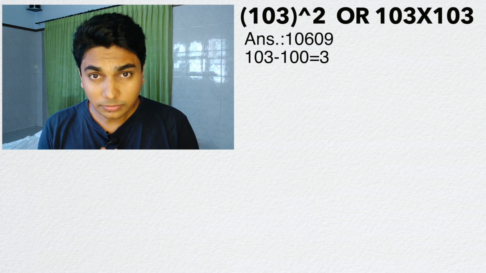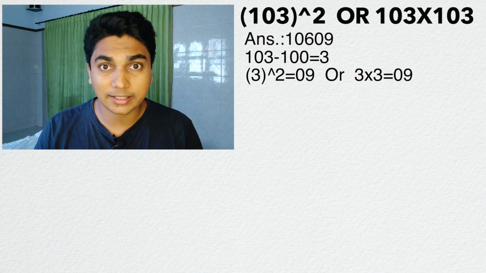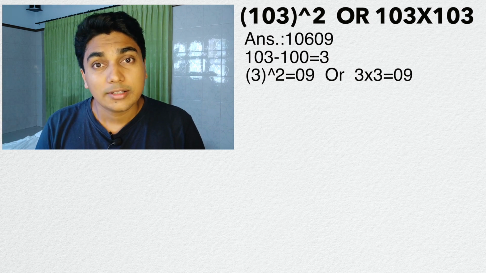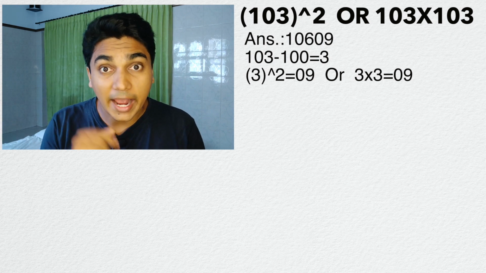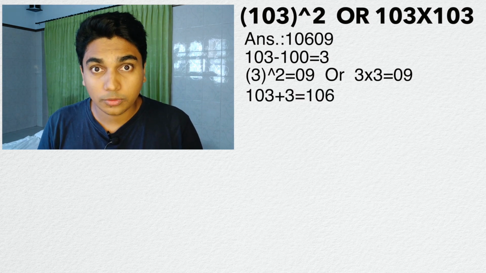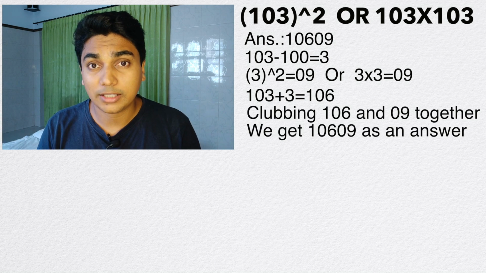Now square that 3. You get 9. That is your unit digit. That is the last digit of your answer. Let's keep it aside. Now take 103 and add that difference to it. So it becomes 106. So keep that and 106 together, you get 10,609.